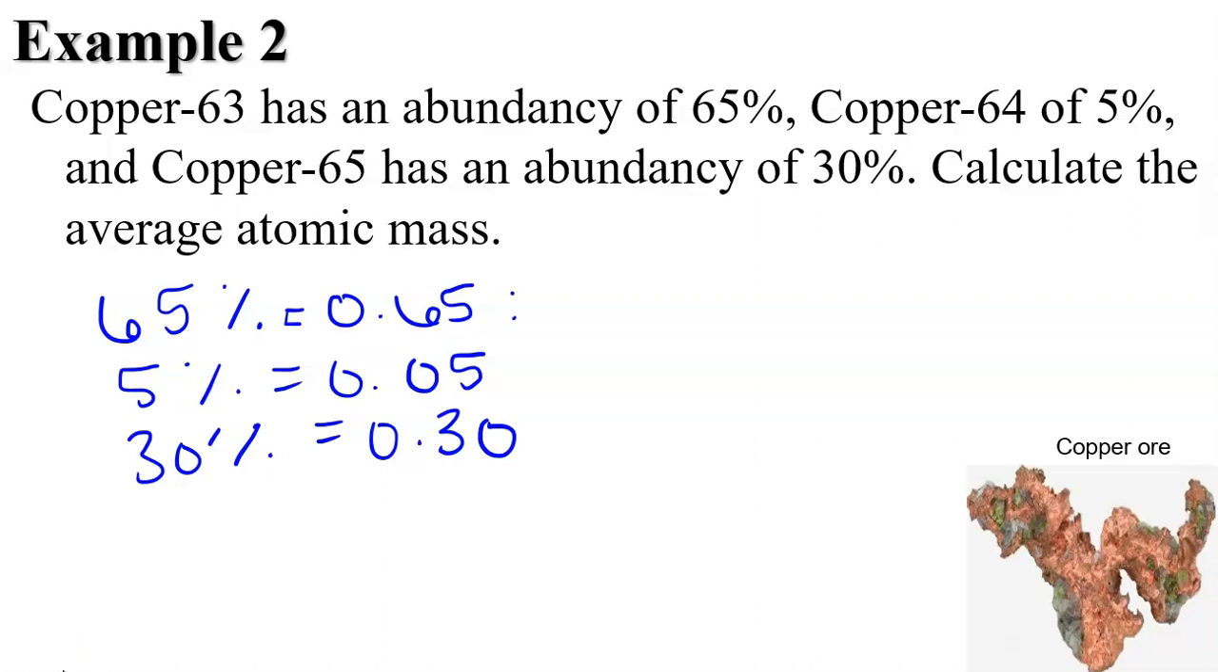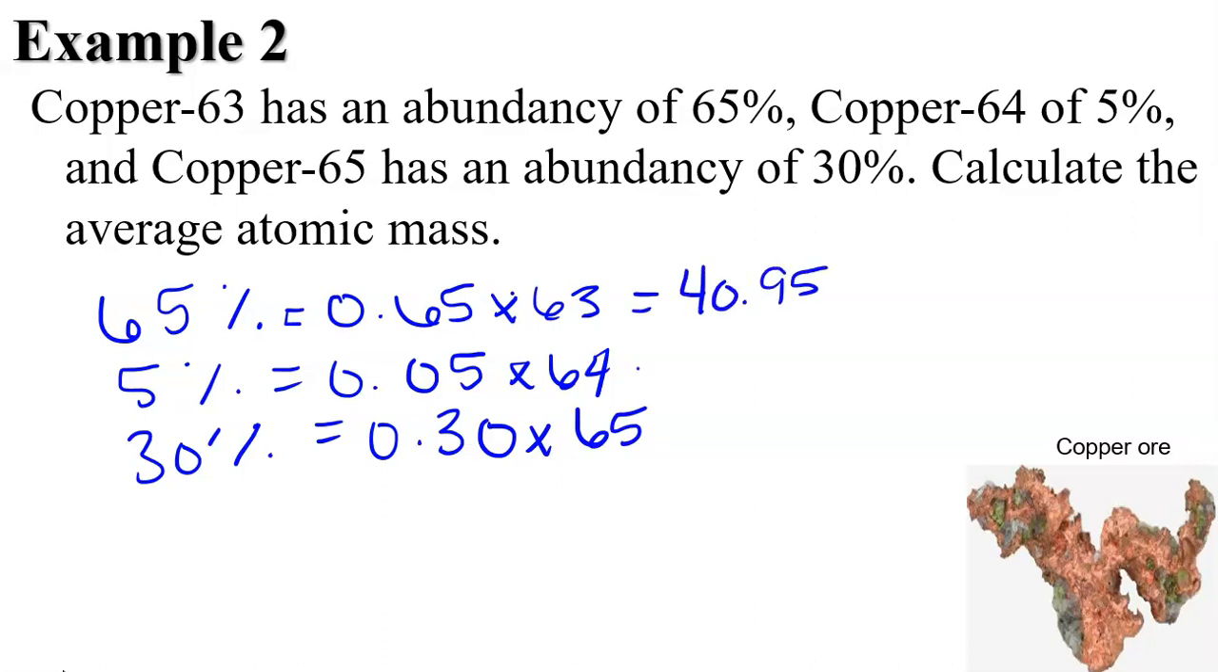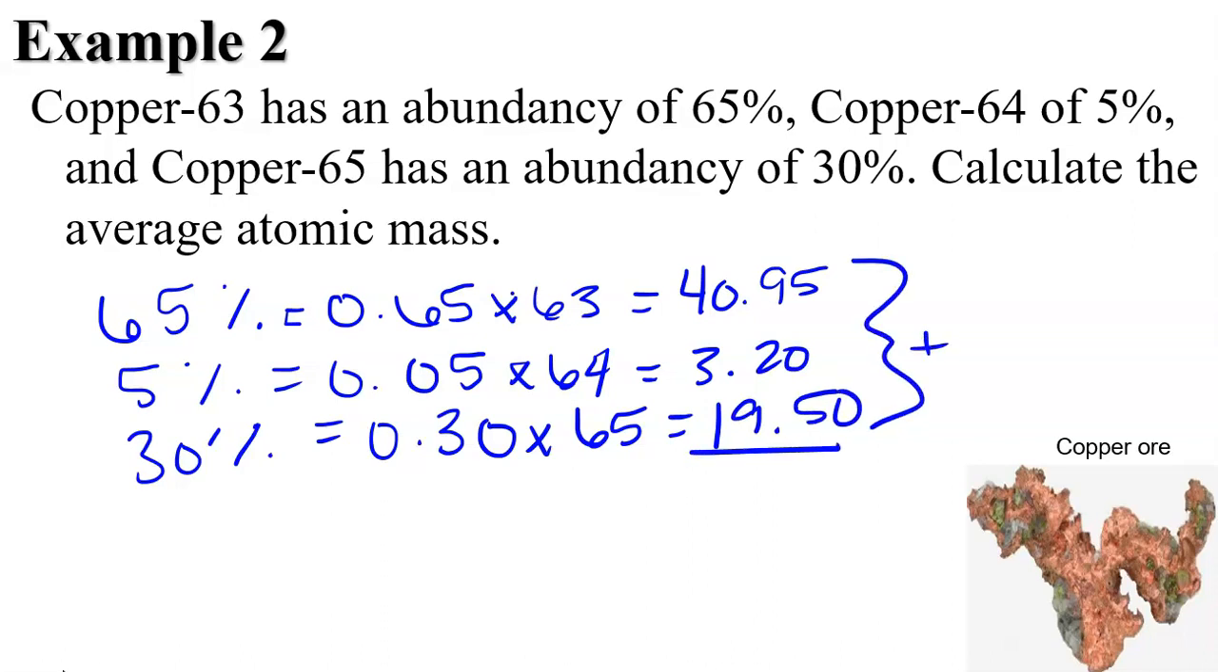So we're going to take our decimals and multiply them by our weights. So that's 0.65 times 63, 0.05 times 64, and 0.3 times 65. And now these equal 40.95. This one equals 3.2, and this one equals 19.50. So then you add all of these up to get 63.65 AMU. Look at that pretty copper ore.